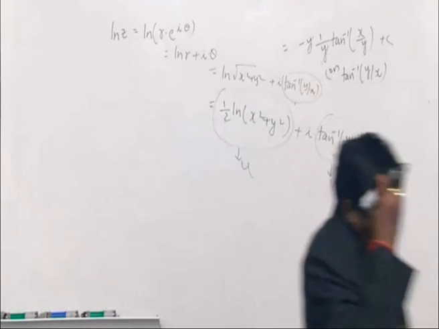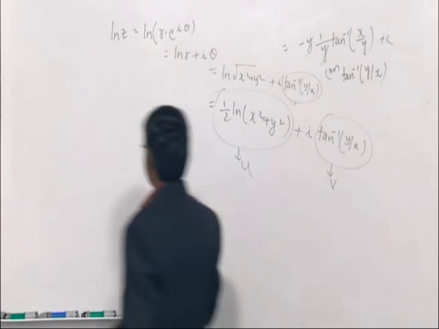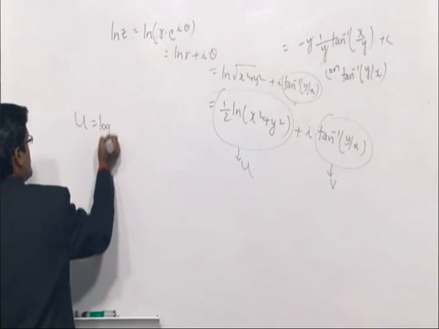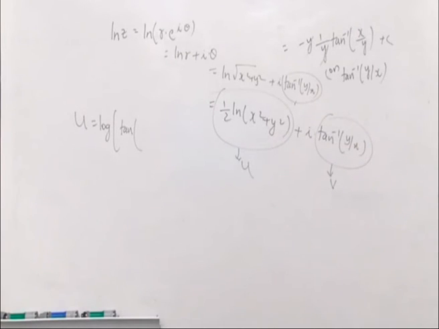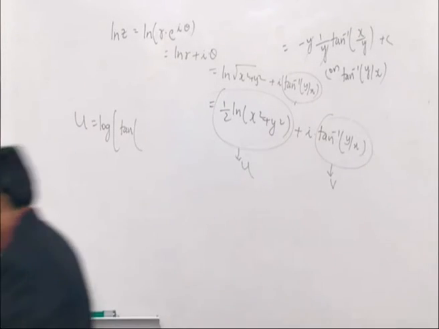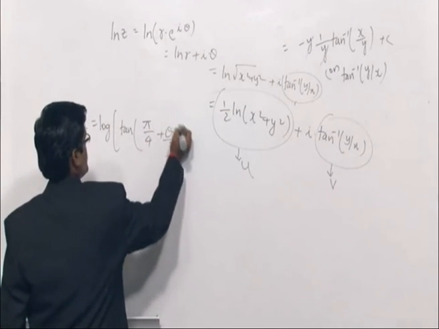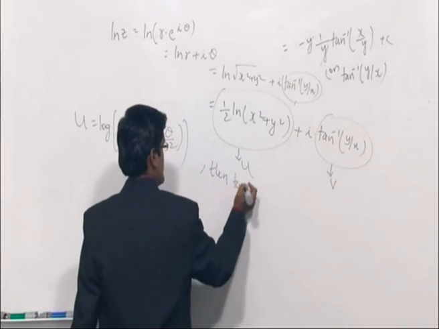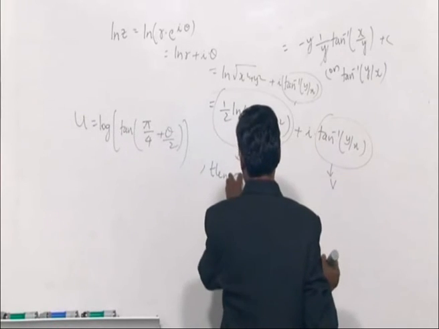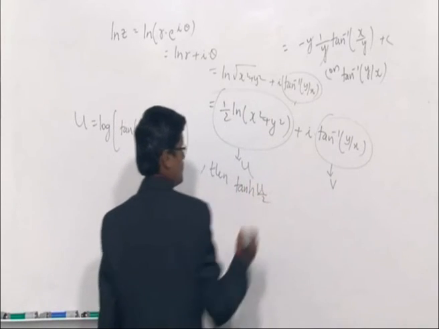The next one is what you asked: u is equal to log tan of pi by 4 plus theta by 2. Then what is the question asking? Then tan hu by 2. Okay.